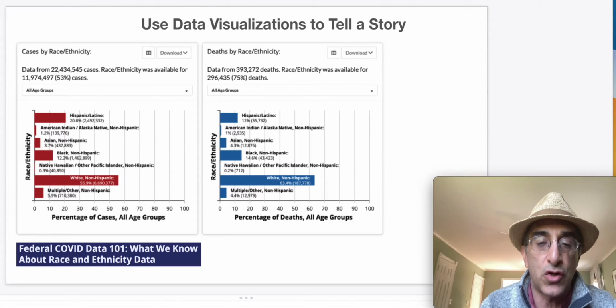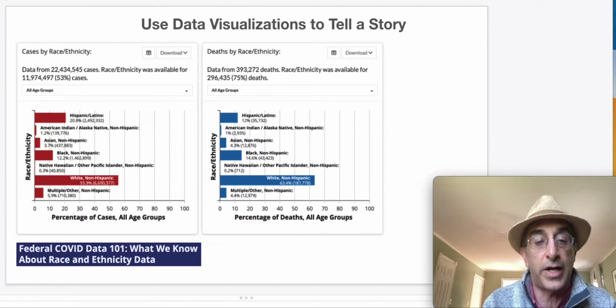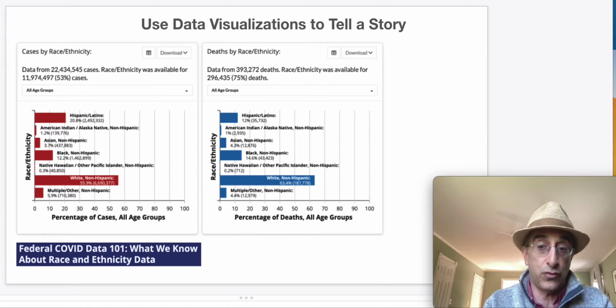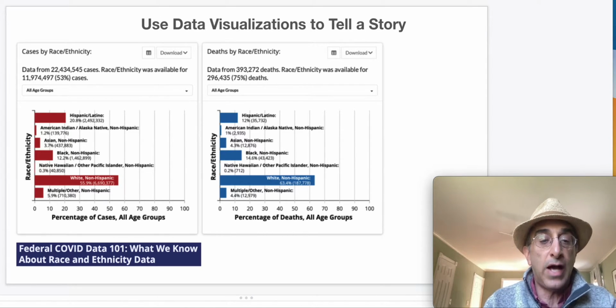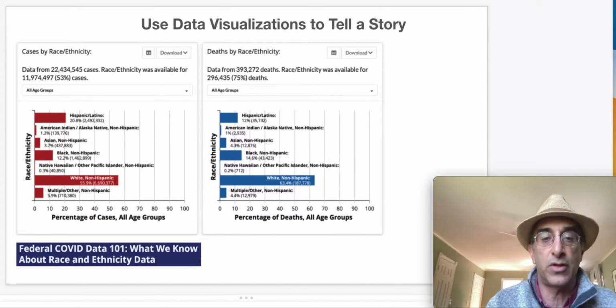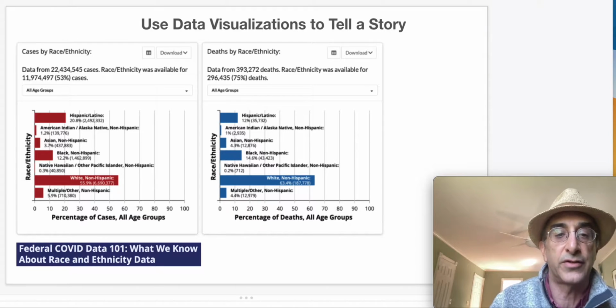Now, we also use data to tell us stories. Human beings learn through stories. It's the way we're wired. And here, The Atlantic used data and visualizations from that data to help people understand how race and ethnicity impacts COVID and the disparity between the impacts in different races and ethnicities.